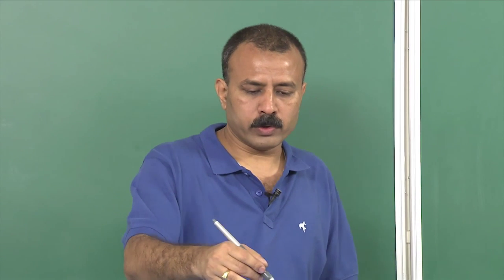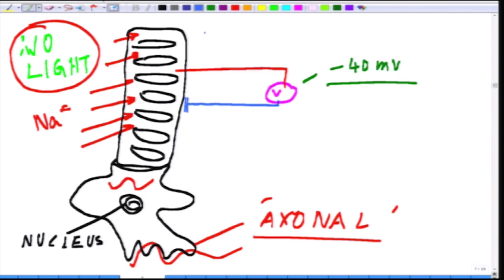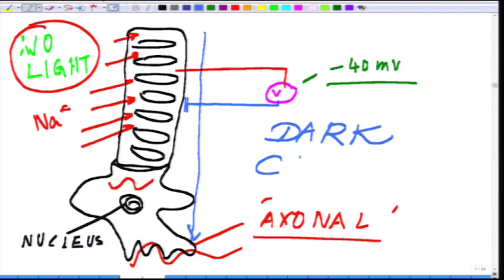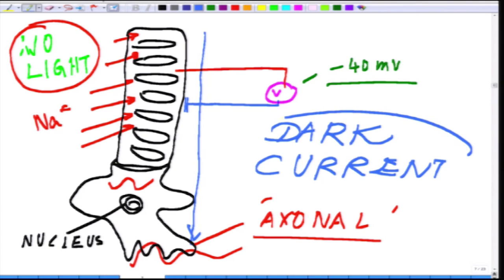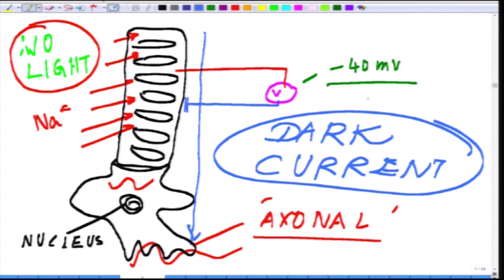What you could see, at this stage the electrical signal is traveling like this. Now, when the light falls, this is basically what I was trying to discuss with you, the dark current. There is no light, yet it is generating action potentials. Now, let us go to the next situation.